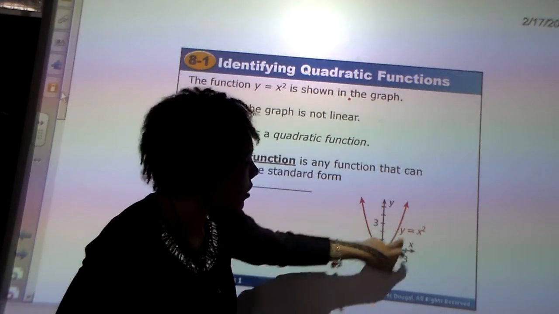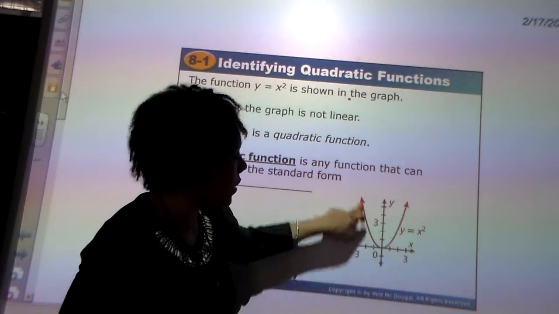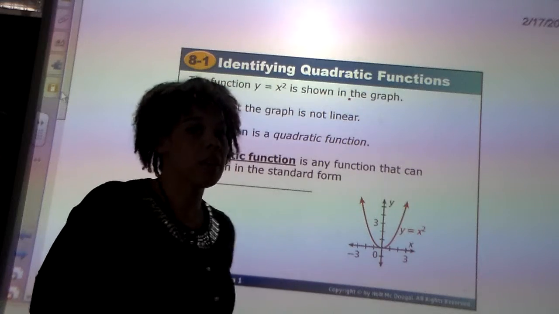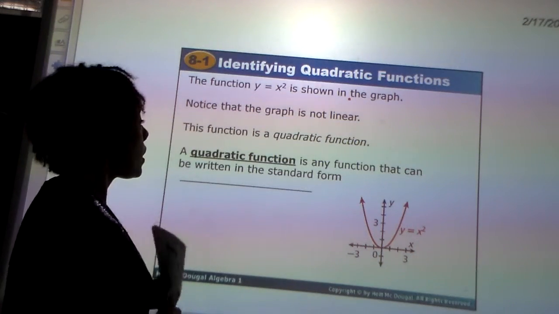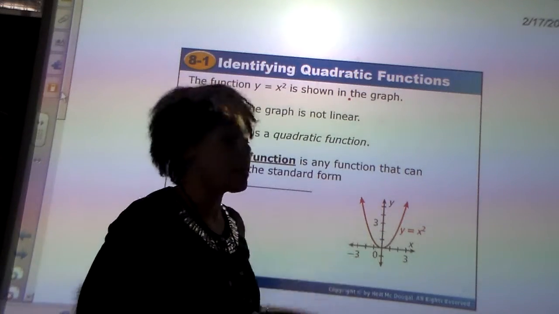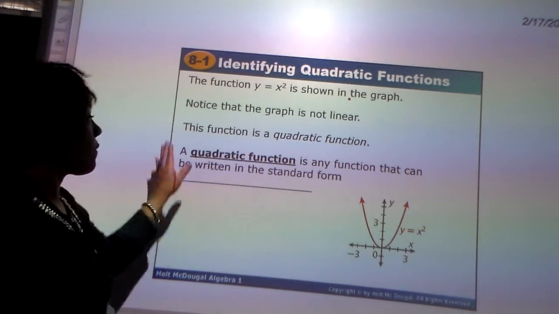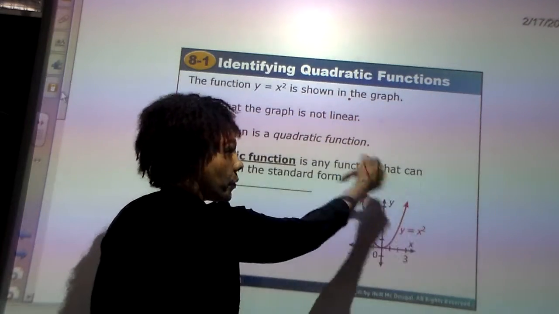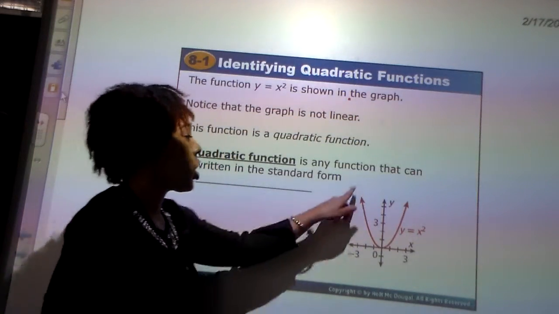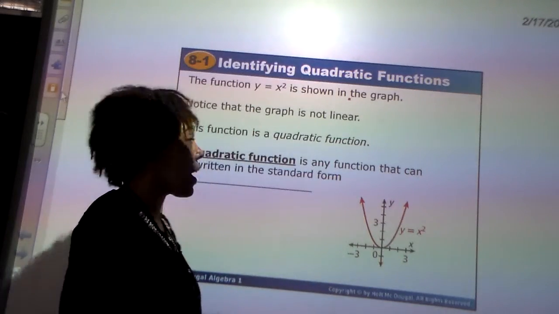And a quadratic function has a graph that is the shape of a parabola. That's one of our vocabulary words that you have taken down in the notes. Notice it's not a linear function because it's not a straight line. That's what makes it a quadratic, that it forms a parabola. Remember, the parabola is a curved graph. It's not a straight line graph.